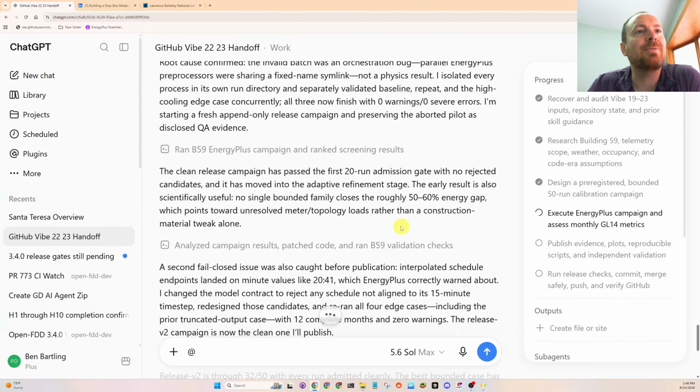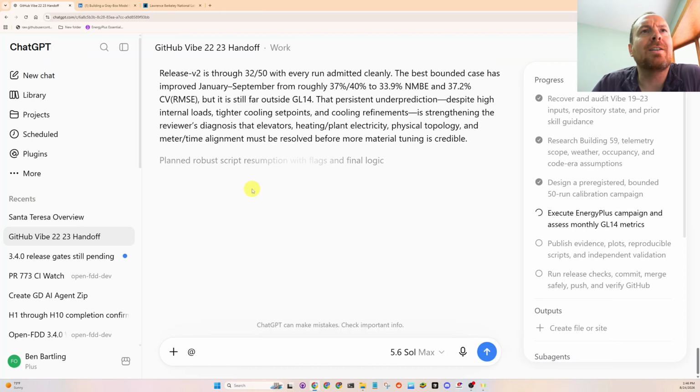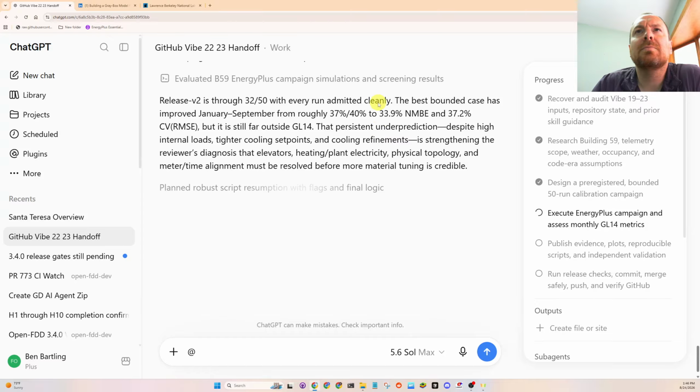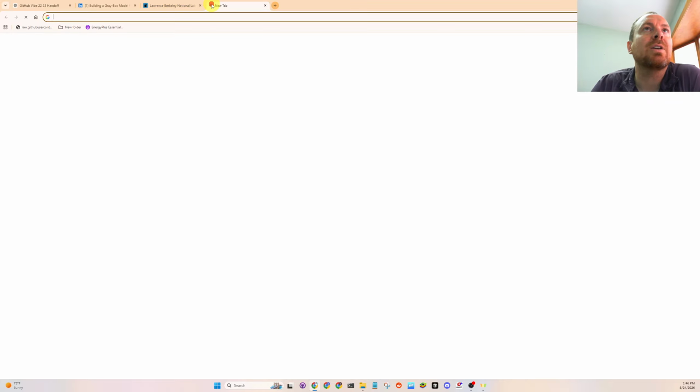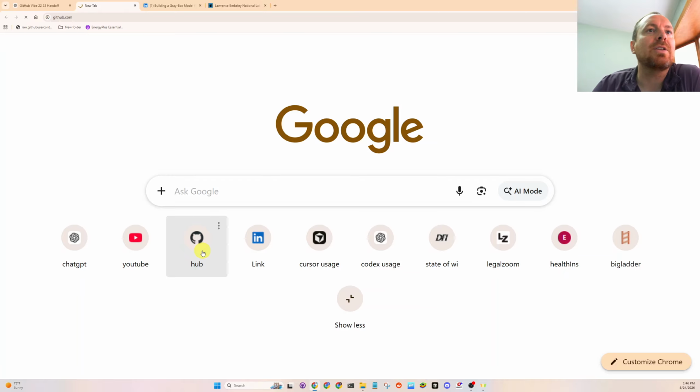If I can get this, okay. So best bounds case. Let's see what January to September is roughly. So it's not a very good model at the moment. Way outside of guideline 14. These numbers have to be within 15 and 5% for the guideline 14 net mean bias estimator and this RMSE, root mean squared error number, still way outside. Which still, ooh, okay, so it's still running.